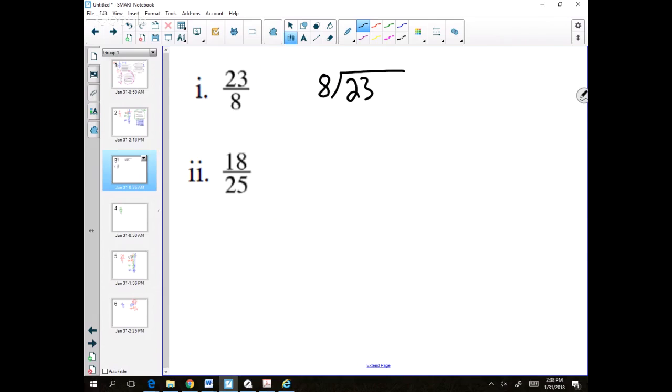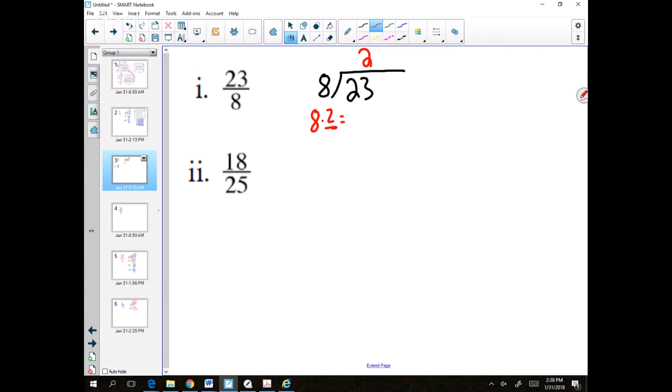Remember, the top number always goes inside. The bottom number always goes outside of the parentheses, or of the division sign. Right? So the first step in solving this is to do what? You should be thinking what in your head, Meg? Very good. So can someone please tell me 8 times something will get me close to 23. But remember, it can't go over. It has to be less. Chesmore? 2. Very good. So I'm going to put the 2 up here.